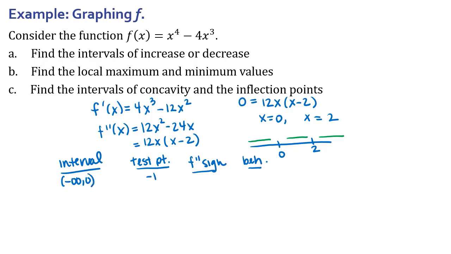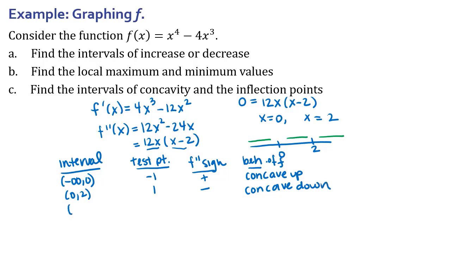12 times negative 1 is negative 12. Negative 1 minus 2 is negative 3. A negative times a negative is a positive, so that means this function is concave up. Then from 0 to 2, we can use a test point of 1. 12 times 1 is 12. 1 minus 2 is negative 1. A positive times a negative is a negative, so the function is concave down on that interval.